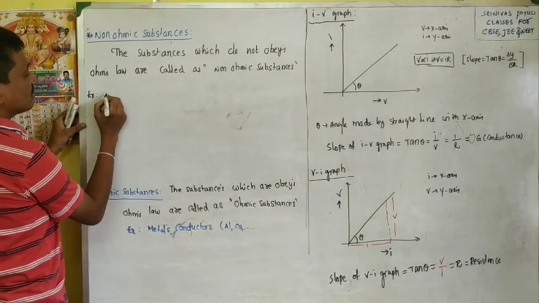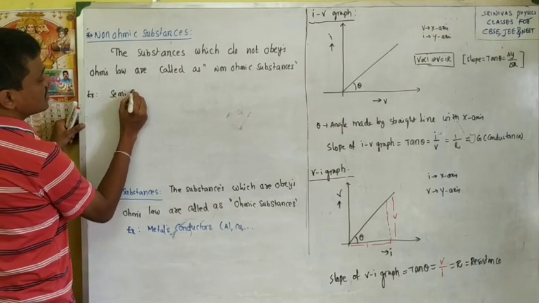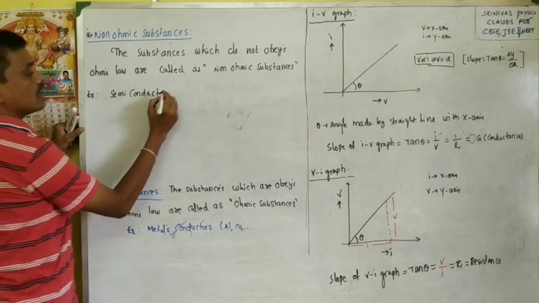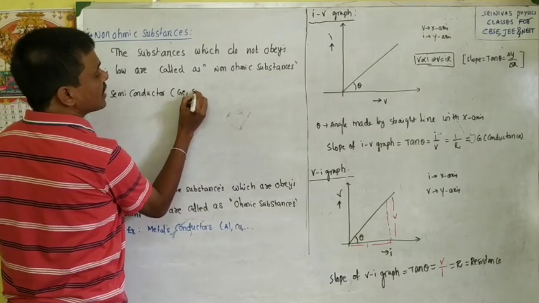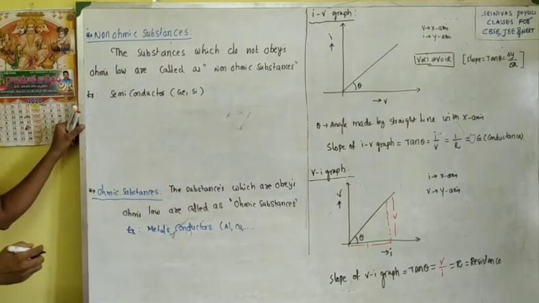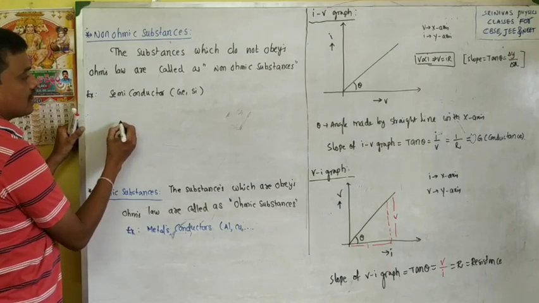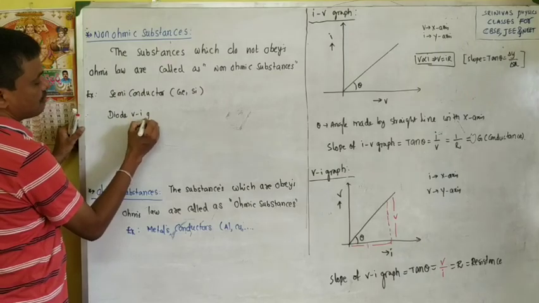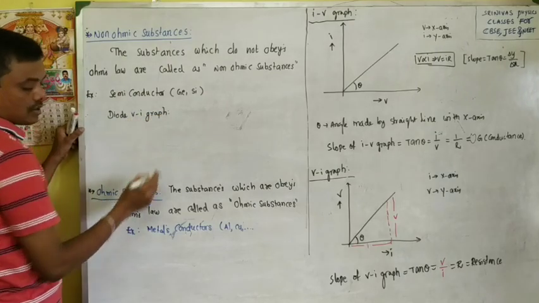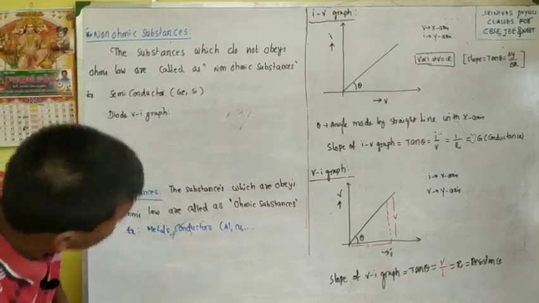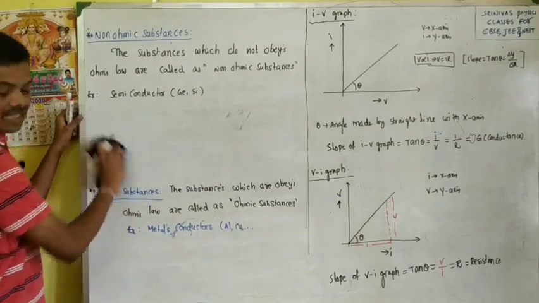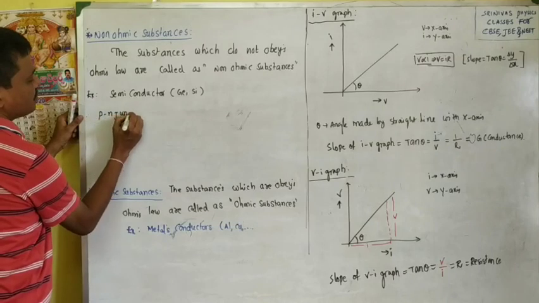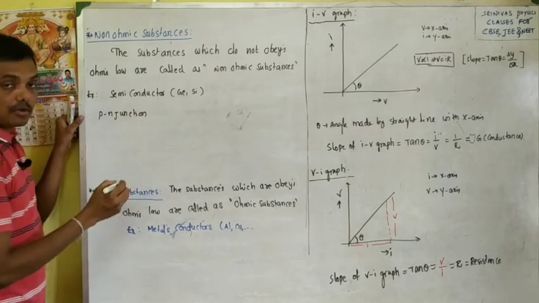For example, semiconductors. Semiconductor materials, such as germanium or silicon, do not obey Ohm's law. For example, if you take the diode characteristics, in the case of a diode, how will you get the VI graph? Say I am taking a PN junction diode. What is a PN junction diode? You will learn about these diodes later, in the semiconductor chapter.